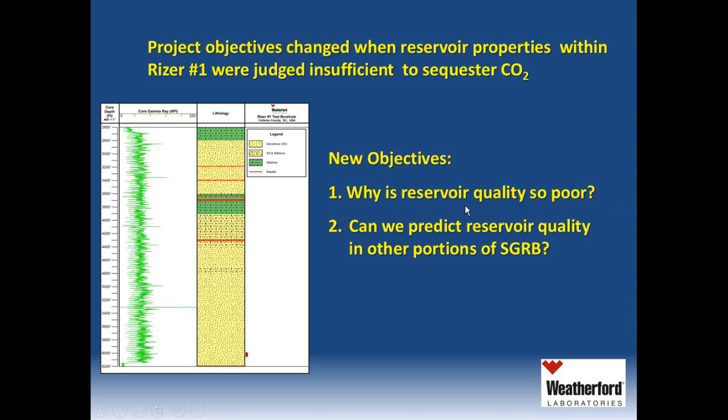So the new objective was, why is this reservoir quality so poor? Because we had to come up with some answers. Can we predict reservoir quality in other portions of the South Georgia Rift Basin? Because we only had one well. So that was our new goal. We came together and designed a program based on the limited data that we had, which I think a lot of you can appreciate, having to project a limited amount of data to the whole basin.